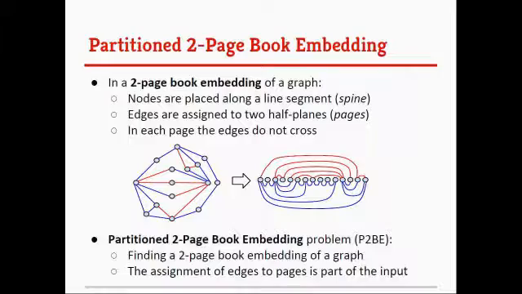A two-page book embedding is a type of graph embedding where the nodes are aligned along a line called the spine, and the edges are assigned to two half-planes sharing the spine called the pages. Everything is done in such a way that in each page the edges do not cross. In the partitioned two-page book embedding problem for a graph, the problem consists of finding a two-page book embedding for it, and the assignment of the edges to the two pages is part of the input.